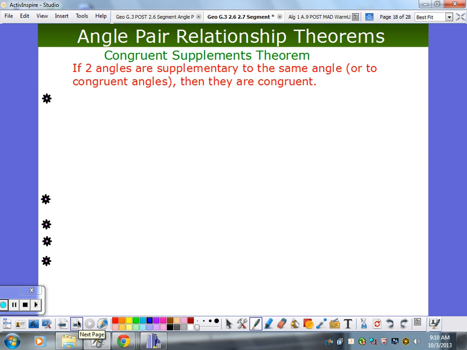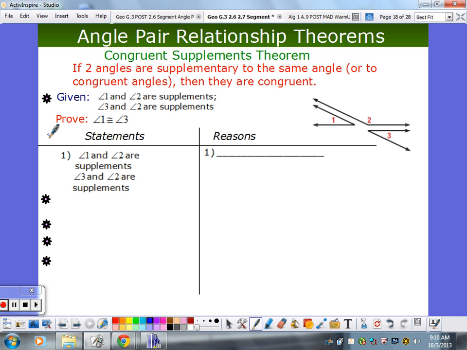Now, congruent supplements. This is kind of an interesting little one. If two angles are supplementary to the same angle or to congruent angles, then they are congruent, meaning these two angles that you're starting with. So let's look at the picture.